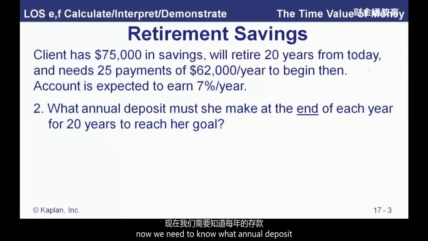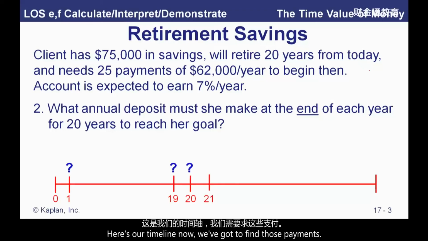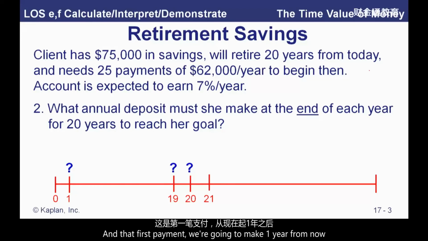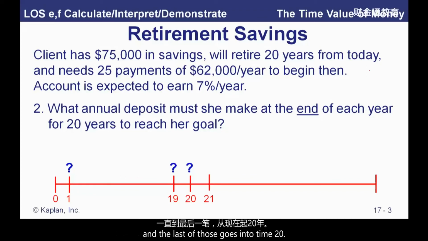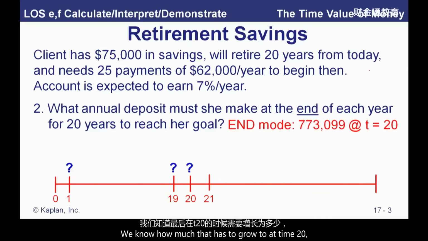Now we need to know, what annual deposit does she need to make? Oh, I guess it's a she. I kept saying he. What annual deposit does she make at the end of each year for 20 years to reach her goal? Well, here's our timeline now. We've got to find those payments. That first payment we're going to make 1 year from now at time 1, and the last of those goes in at time 20.